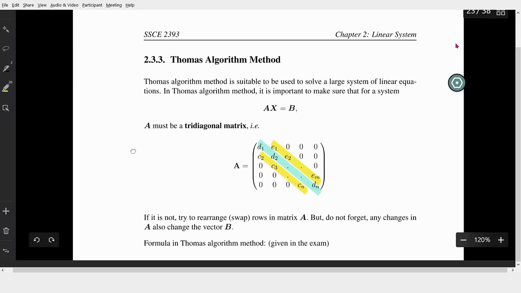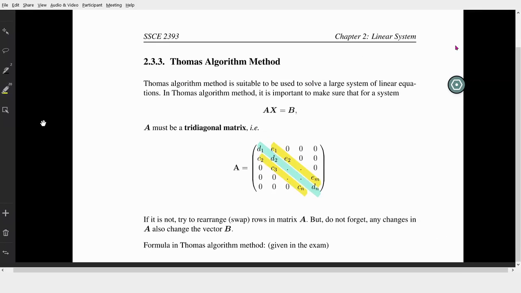Alright, so now we are going to discuss the fifth method in this chapter, the Thomas algorithm. In most reference books and textbooks, normally before we start with the Thomas algorithm, we have the Thomas method. In the previous syllabus you had the Thomas method, but in the last few years we have removed it. So we only discuss the Thomas algorithm.